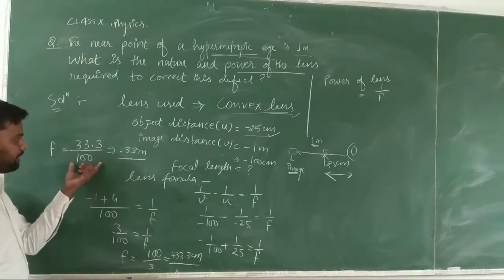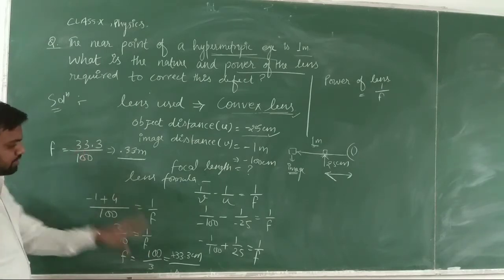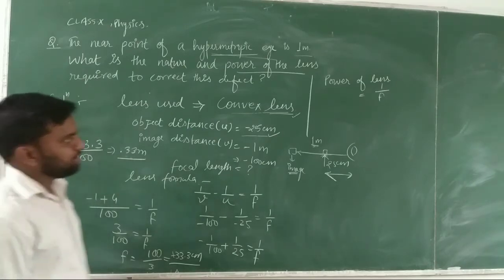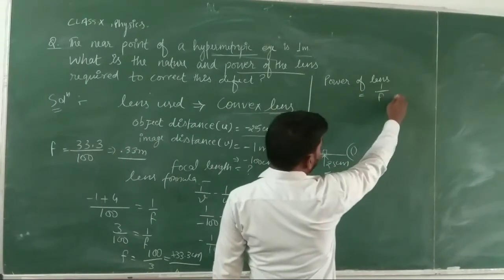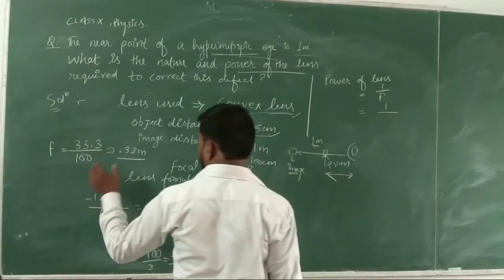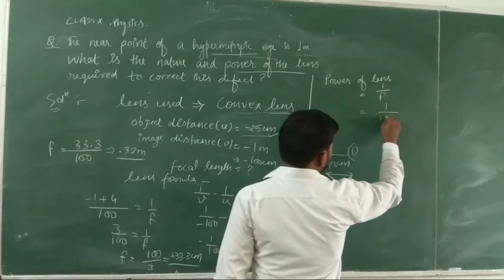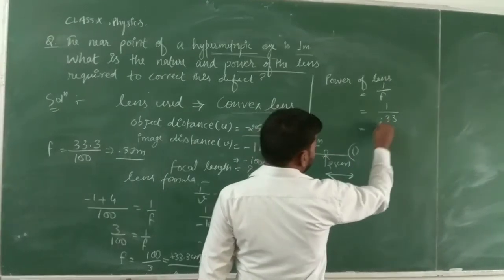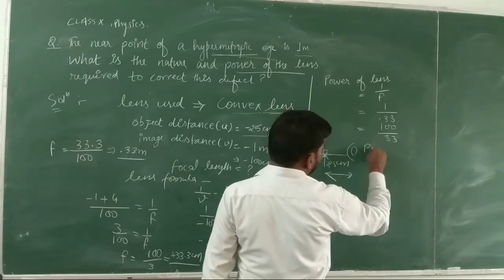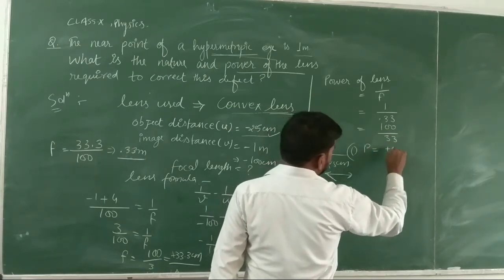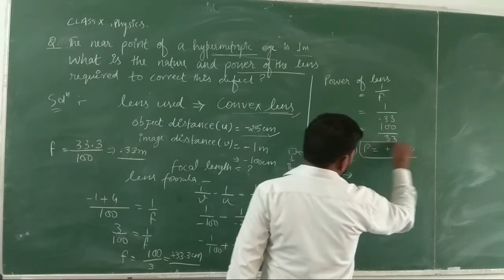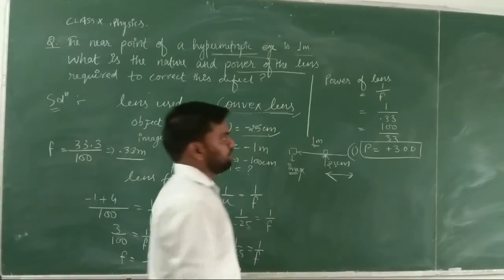Why have we divided by 100? Because we can convert centimeter into meter by dividing that number by 100. Okay, so here the power of lens is equal to 1 upon f. Okay, 1 upon f. Now what is the value of f? It is 0.33. When we further solve it, it will be 100 upon 33. Now the power of the lens will be equal to plus 3.0 diopter. Okay, it will be the power of the lens.